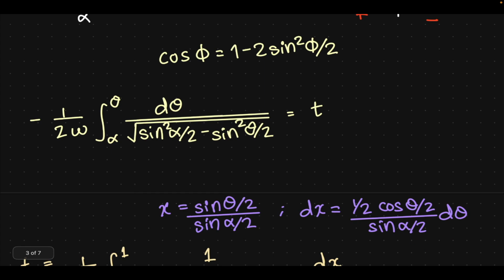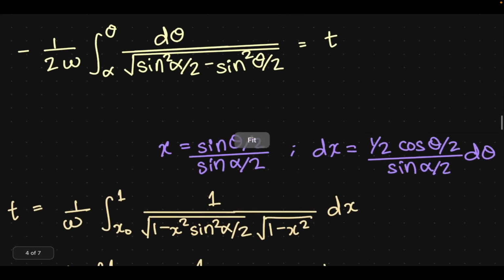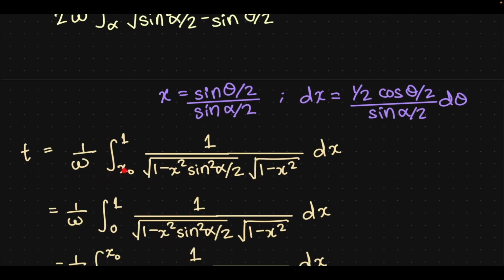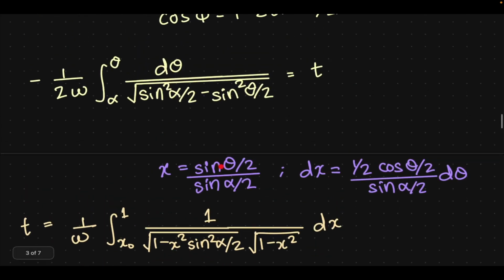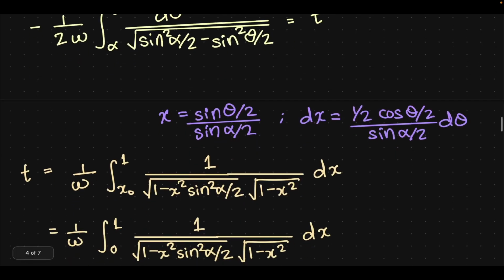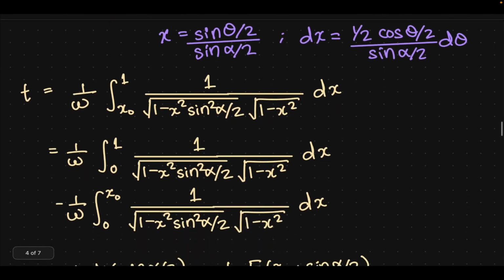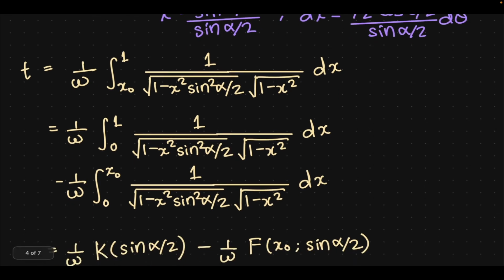Now with a nice substitution, x equals sine theta by 2 over sine alpha by 2, and we have the corresponding dx using the chain rule. We know that t is 1 over omega times the integral from x naught to 1. Well, x naught is the appropriate lower bound. If you plug it in, it's going to be sine theta by 2 over sine alpha by 2. I'm just calling it x naught. The integrand is 1 over the square root of 1 minus x squared sine squared alpha by 2, times the square root of 1 minus x squared, dx. I keep simplifying every step.